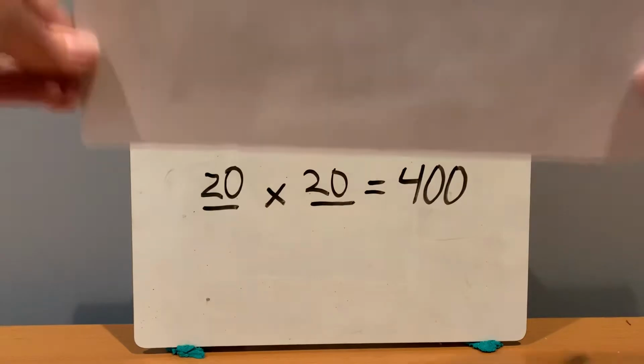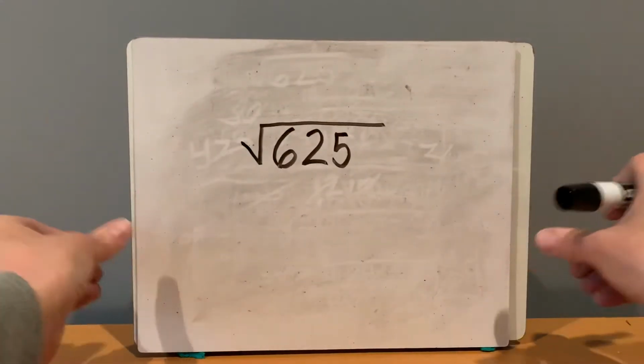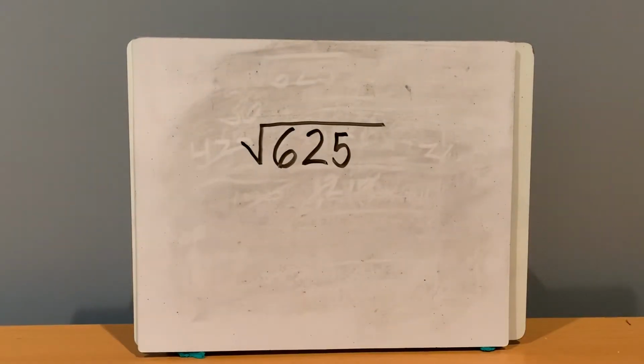Now, let's try another one. Looking at this example, we see the square root of 625. Since 625 is greater than 400, which we just answered, we know that the square root of 625 is greater than 20. We also find that it is less than 30 because 30 times 30 equals 900.